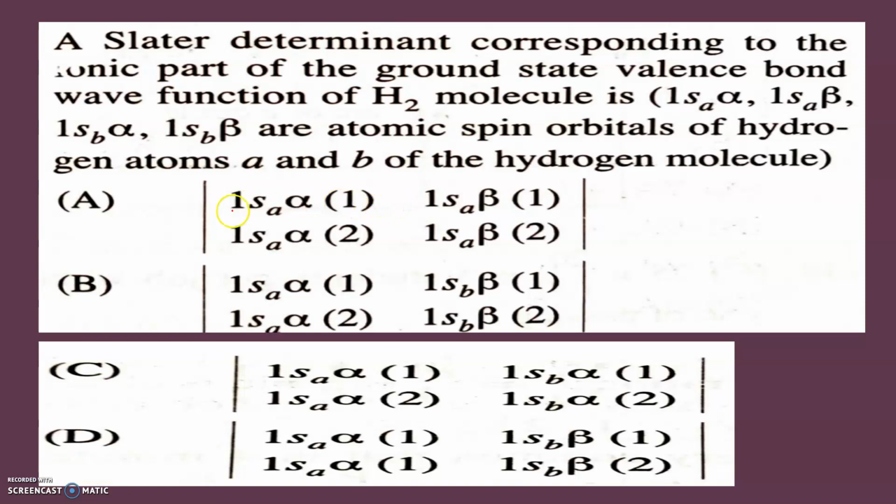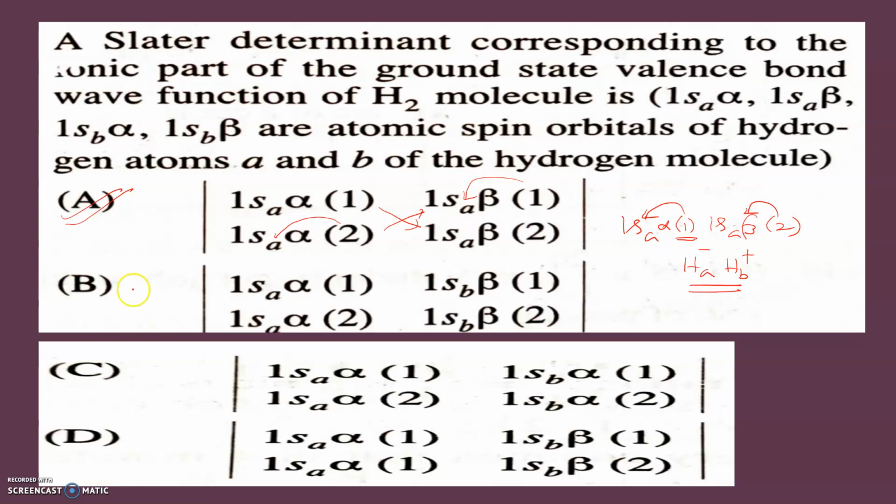See here, in option A, if I cross multiply this, what will we get? We'll end up with 1s A alpha 1, 1s A beta 2. What does it indicate? Electron 1 is associated with the nucleus A, electron 2 is also associated with the nucleus A. It means both the electrons are present with the atom A, so it gets minus charge, and the other atom gets plus charge. So it is an ionic part. Similarly, if you cross multiply this, electron 1 is associated with the nucleus A, electron 2 also with the nucleus A, so you will get the same ionic part once again. So the correct option for this question is option A. It will give you the ionic part directly.